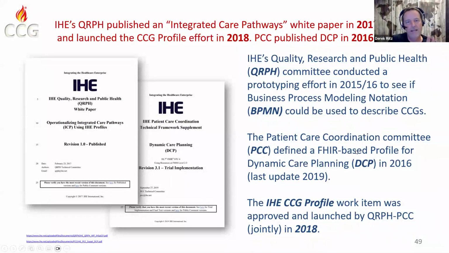A companion technical committee, the Patient Care Coordination Committee, defined a FHIR-based profile initially in 2016, then updated in 2018 and 2019 around dynamic care planning. And that's where they started to leverage the activity definitions and plan definitions. And in fact, the CPG profile is leveraging that work. And that was launched in 2018 and became a Gemini project the next year with HL7.